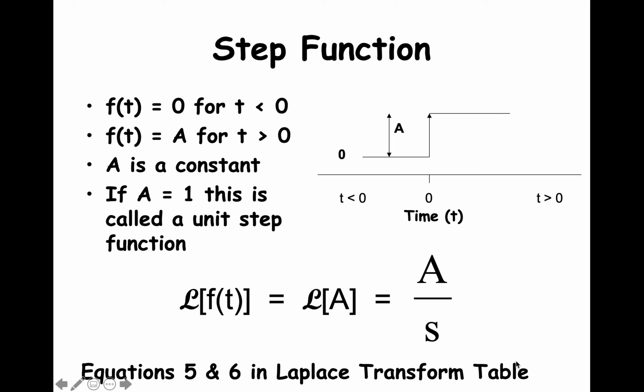The Laplace transform for a step change of magnitude a is a over s. We find this in the third column of the Laplace transform table for equation 6. If a equals 1, it is called the unit step change, and the Laplace transform is 1 over s, which is equation 5. A is a constant, and it can be positive, negative, a fraction, or a decimal value. Step functions in the time domain are equation 5 and 6 in the Laplace transform table.